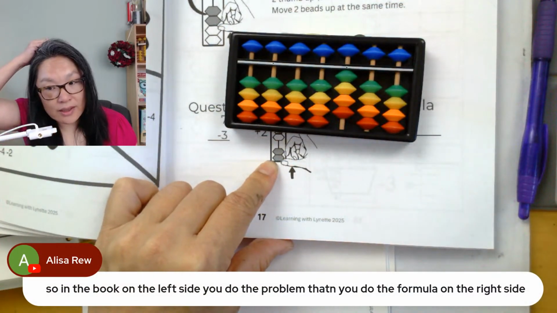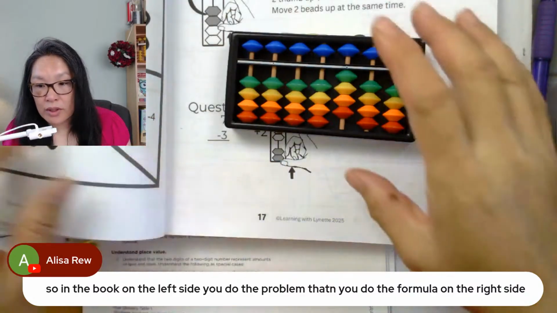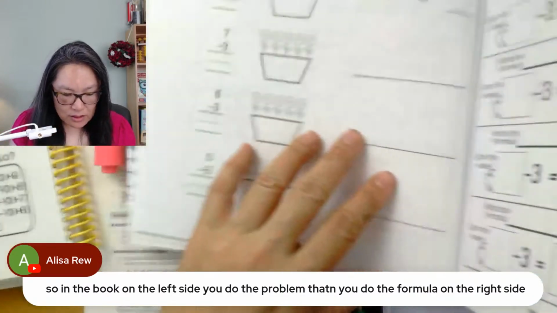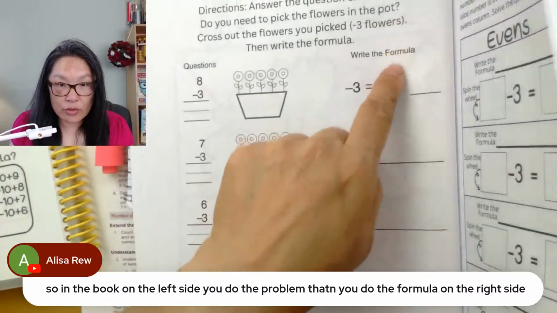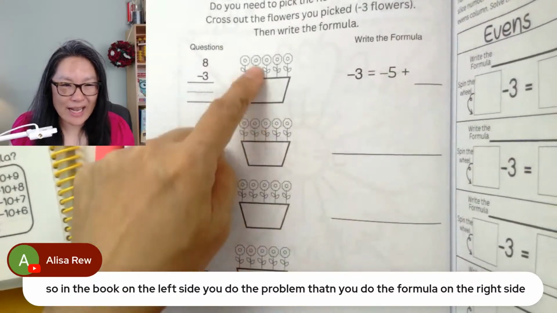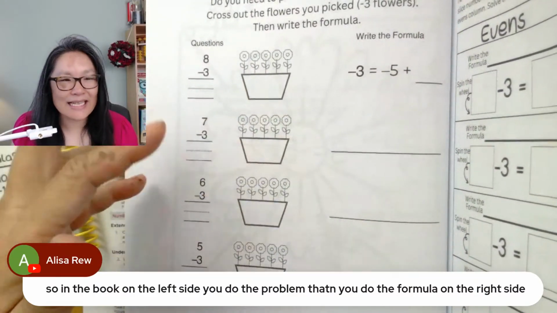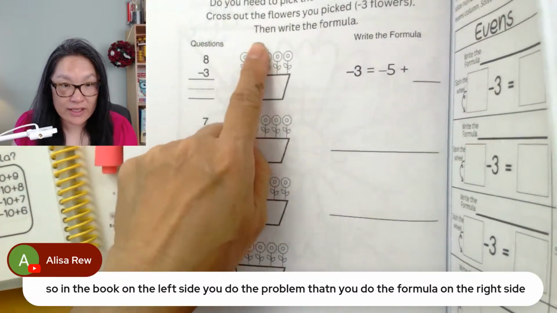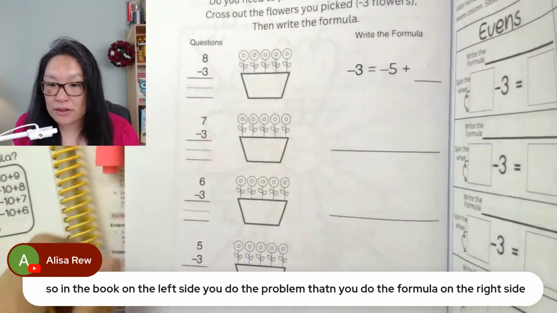So in the book, the left side, you do the problem, and the right side is the formula. I was thinking about that, yeah. So you do the problem, and then you write the formula. This was to help, like the cats in the tree. This was to help show what minus 3 is, and I have 2 left, if that makes sense.